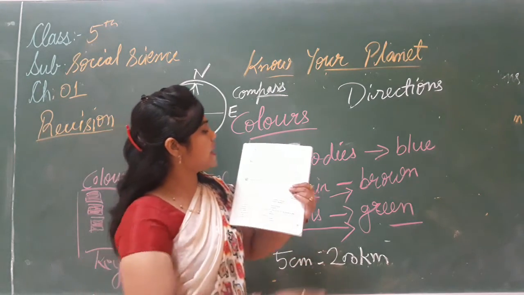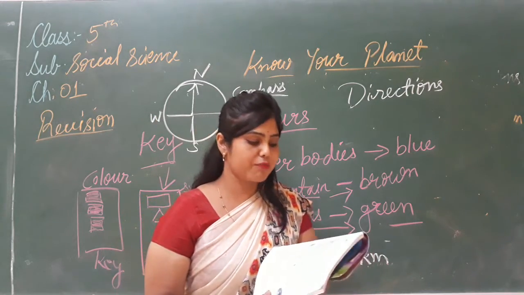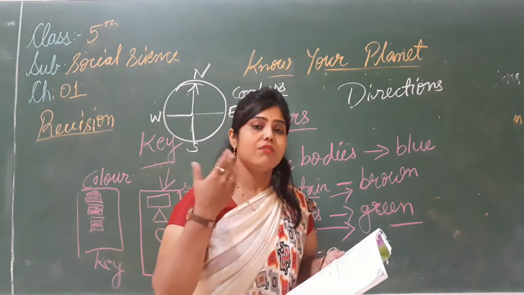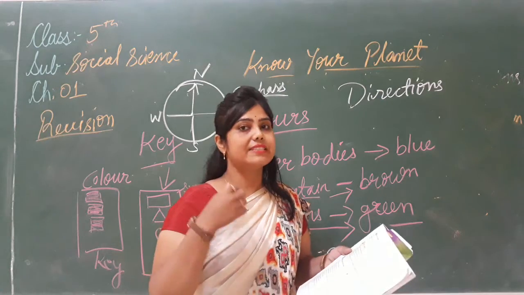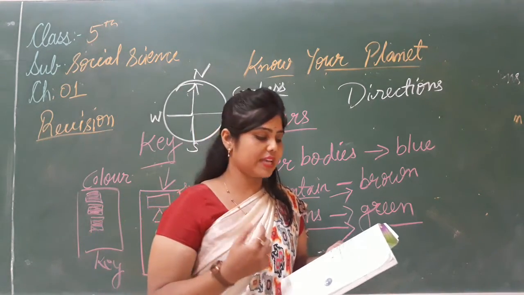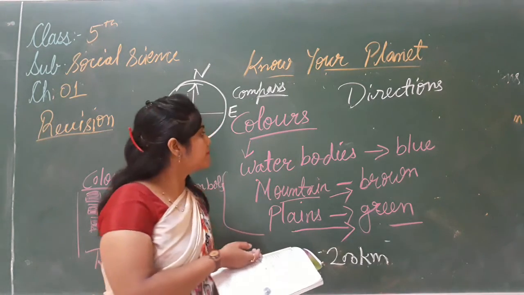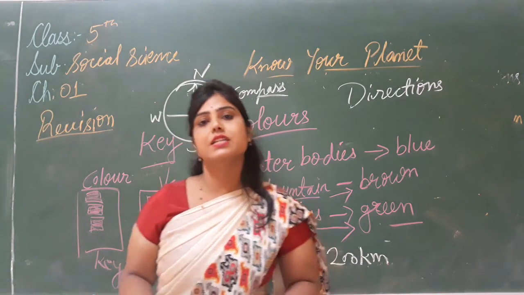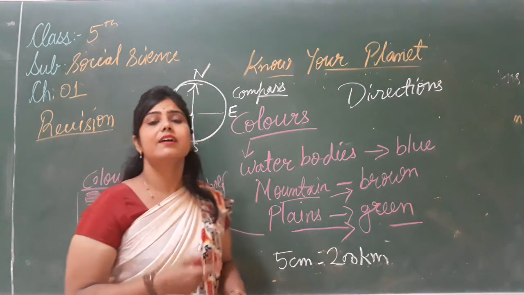Now a map represents the earth on a flat surface. There are different types of maps, and the third one is that north, south, east and west are the four major directions. Now the fourth is the scale of the map, which is the ratio between the map distance and the actual distance between the two places, and the symbols and the colors are used to represent the different features on a map. I hope you all understood the chapter very well.